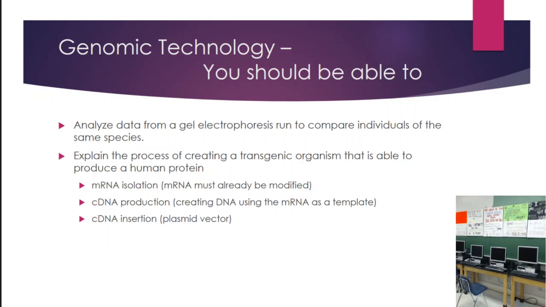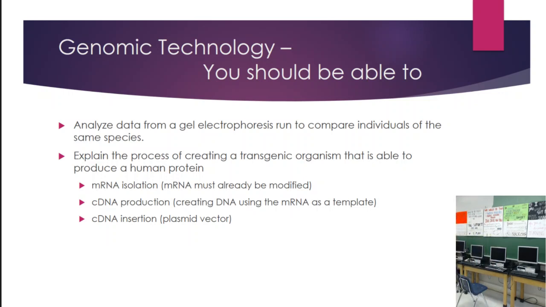You should know about creating transgenic organisms that would be able to produce human proteins. So we talked about E. coli specifically. We said that in order for E. coli to be able to produce insulin, a couple things have to happen. We have to isolate the mRNA from a cell that was already producing insulin, and then we need to take that mRNA and make it into cDNA, right?